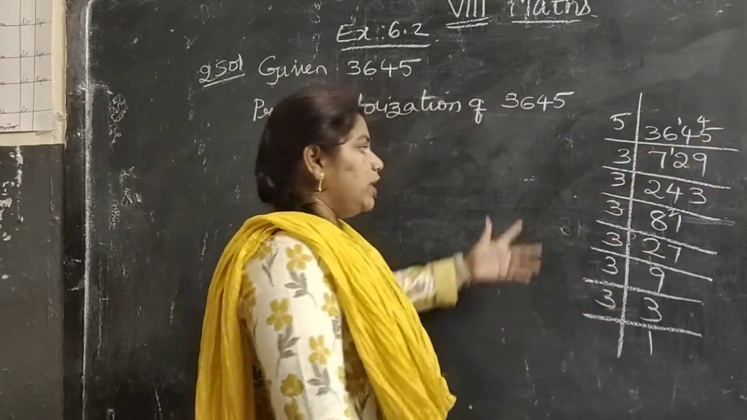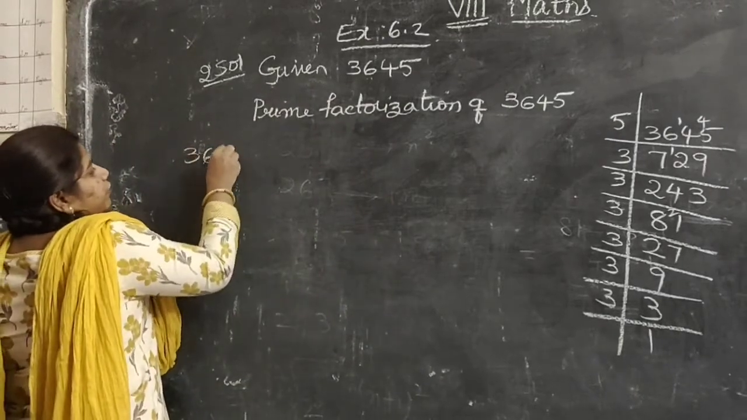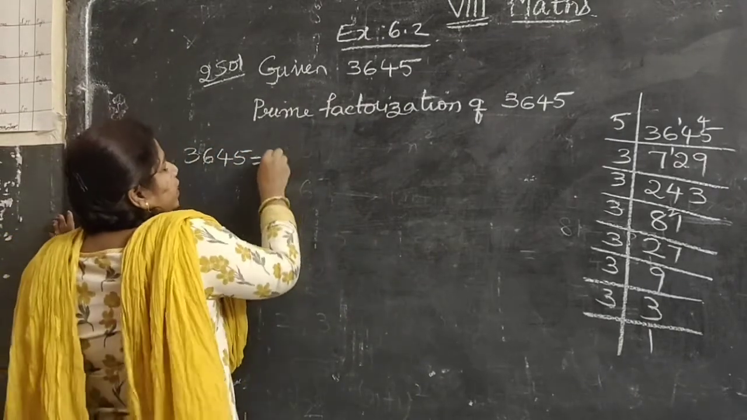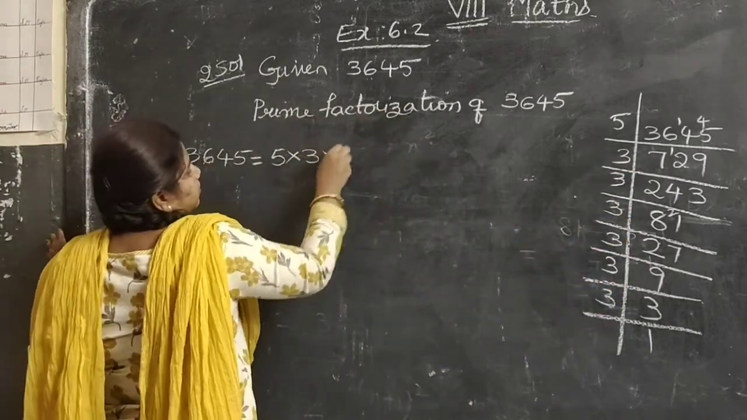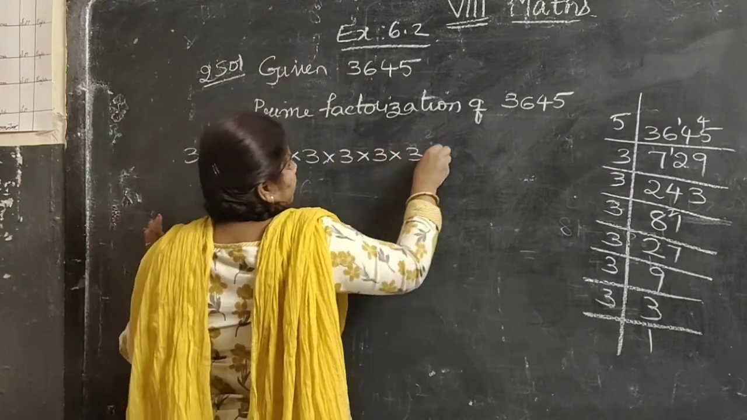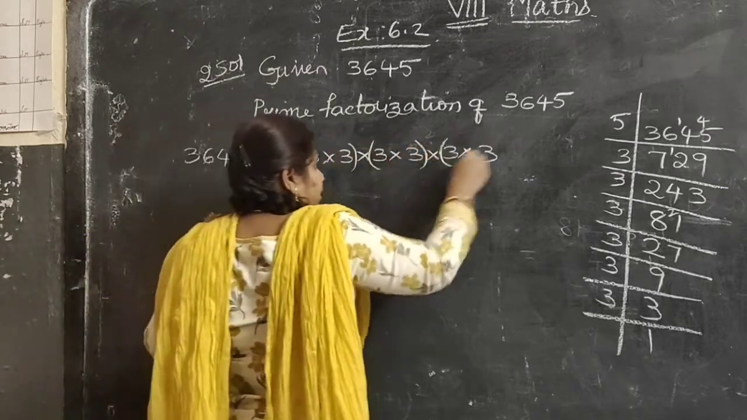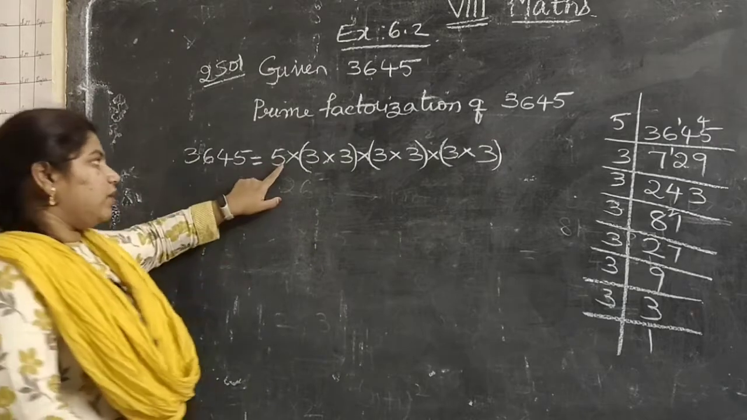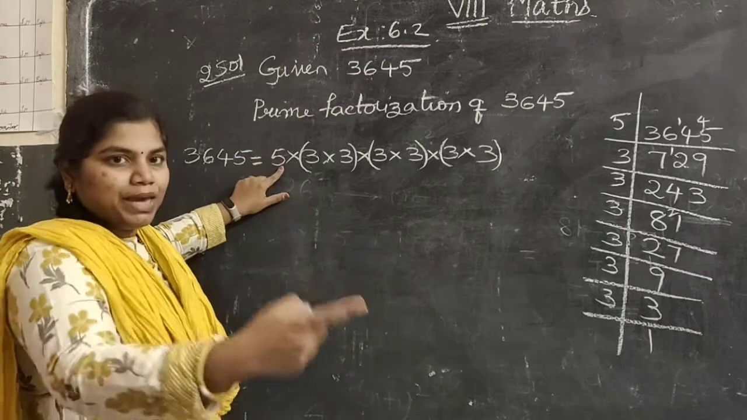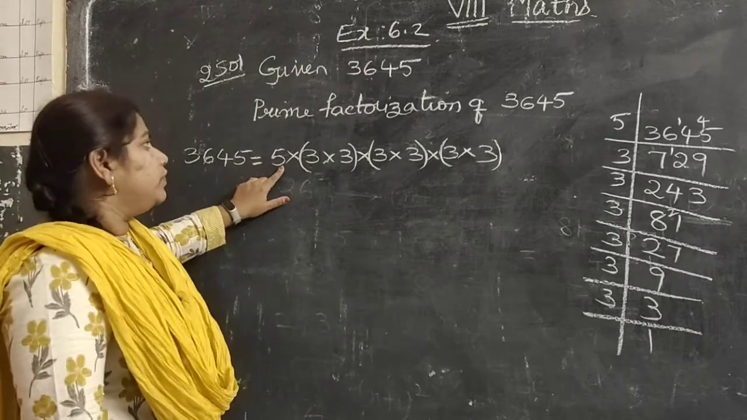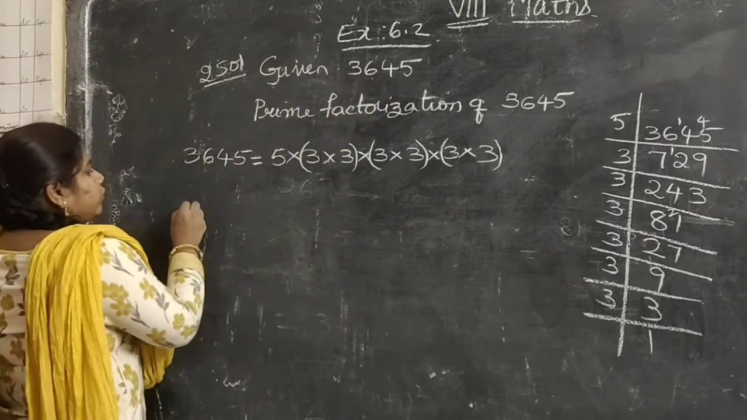So which smallest number we have to multiply? We have to see now. So here 3645 can be written in the form of 5 into how many 3s? So 6. So all these numbers are in the form of pairs. Only one number is not having a pair value. So which number we have to multiply? To make this 5 in the form of a pair, another 5 should be multiplied. So 5 should be multiplied.